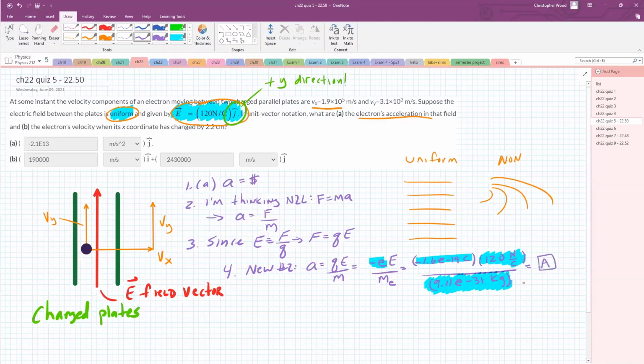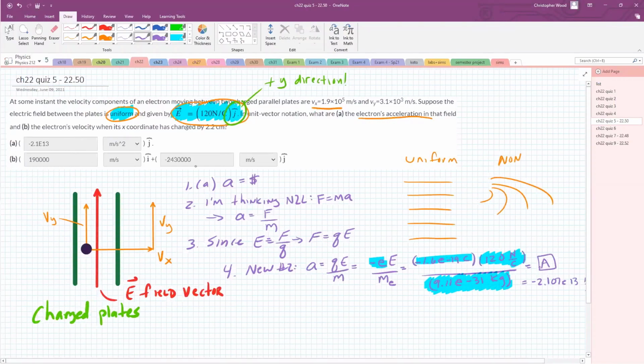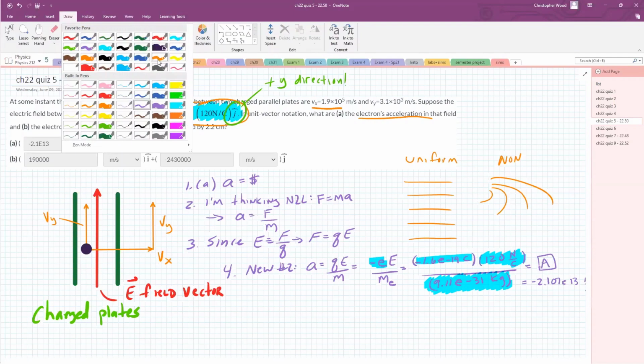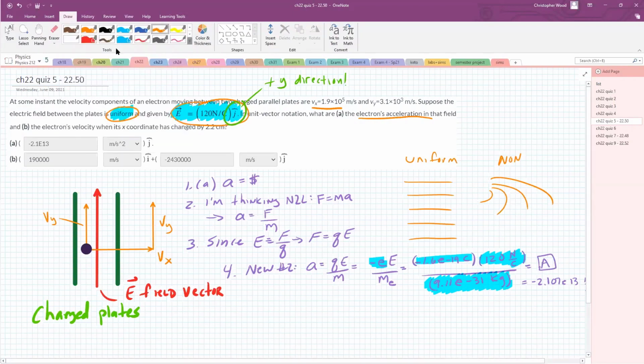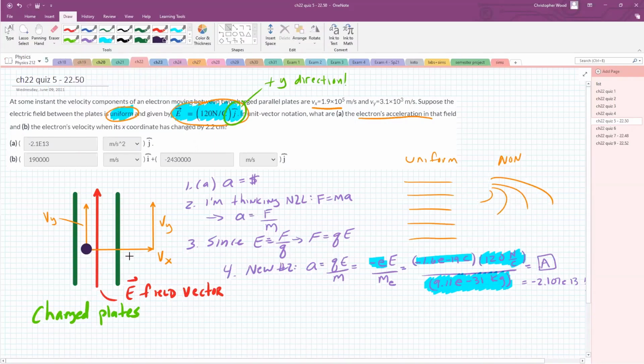And numerically, I get negative 2.107 times 10 to the 13th meters per second squared. So interesting, my electron is accelerating downward. You're going to have to actually show that. You would be asked to show: here's the acceleration of the electron. The acceleration of the electron is everywhere downward.